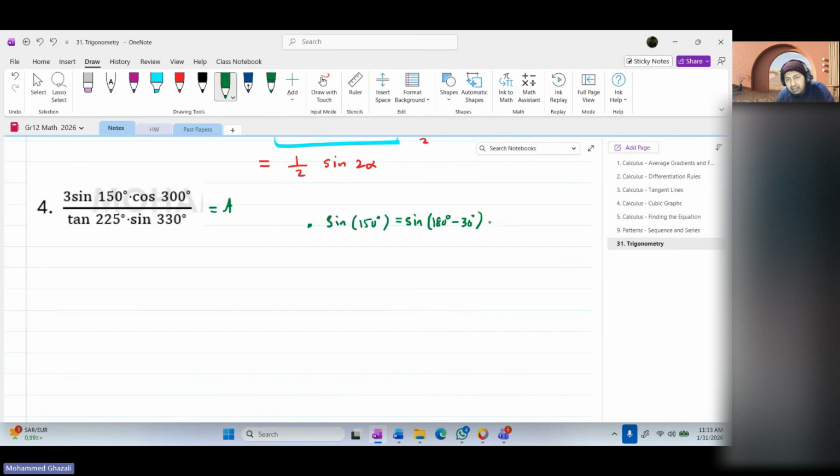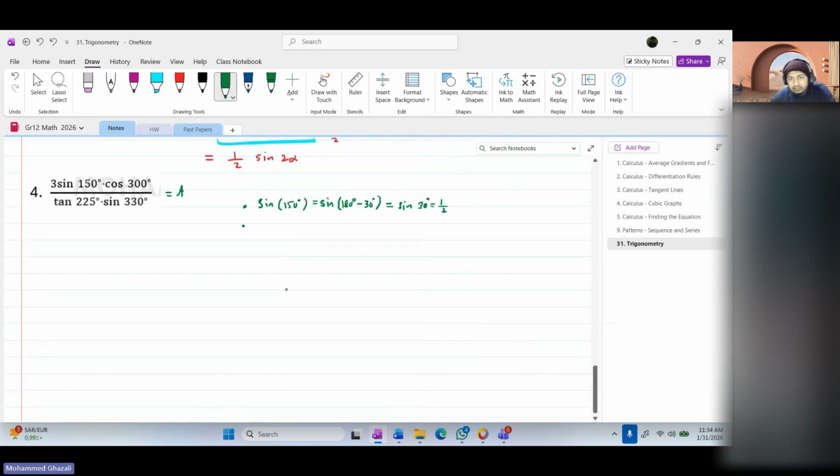Think of 30 degrees as theta. 180 minus theta. So what is sine of 180 minus theta? It's in the second quadrant, so it becomes sine theta. So sine of 30 degrees. If you use your calculator, you just get half, right? Next one. That's a special angle, all right? There are 5 special angles: 0, 30, 45, 60, 90.